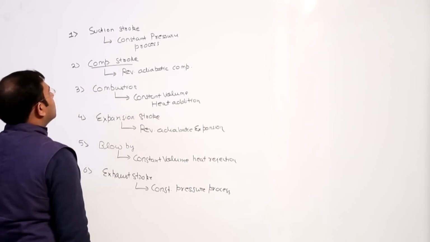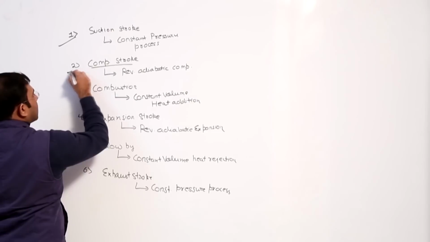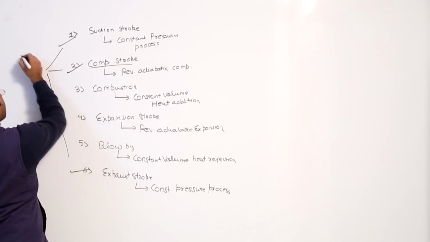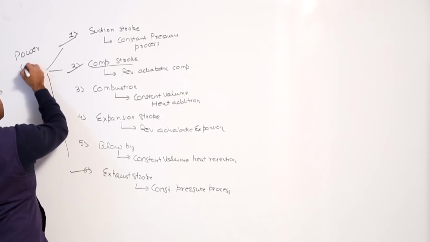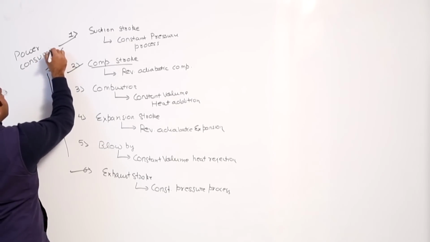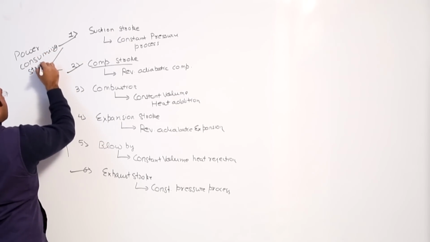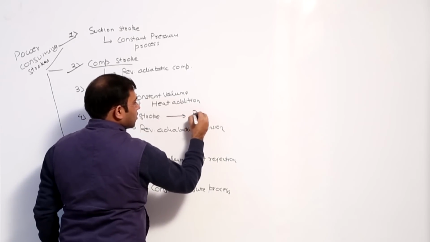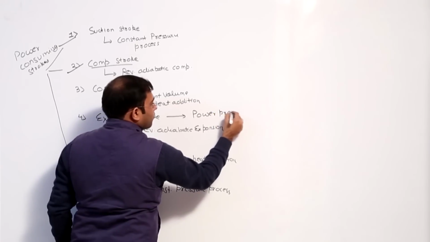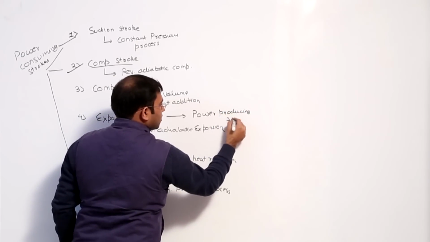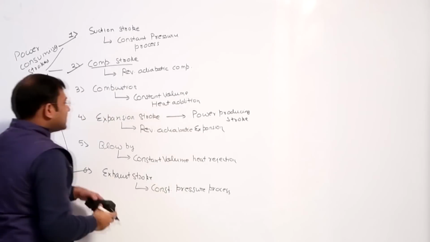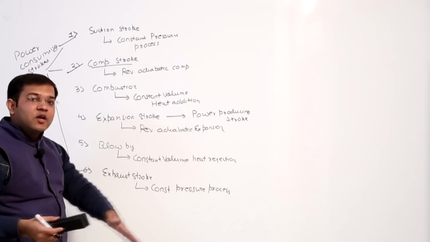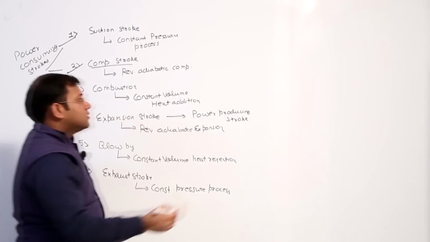Now see, suction stroke, compression stroke and exhaust stroke, these three strokes are power consuming strokes. And the only power producing stroke is that of the expansion stroke. Now see, what is happening in expansion? When the burnt gases expand, the piston moves, and the downward movement of the piston rotates the crank.